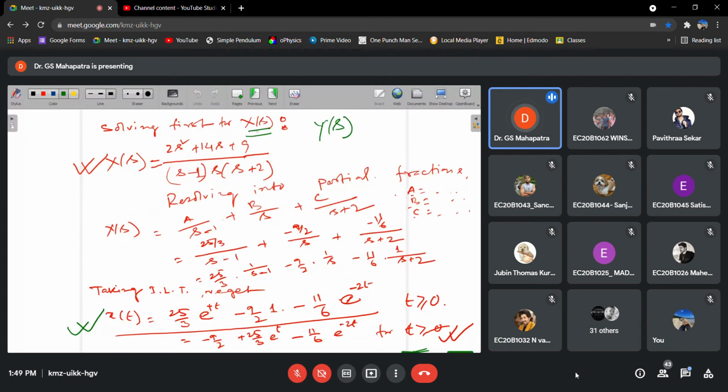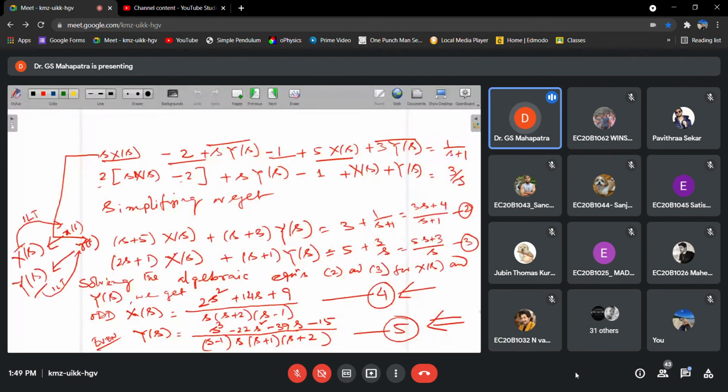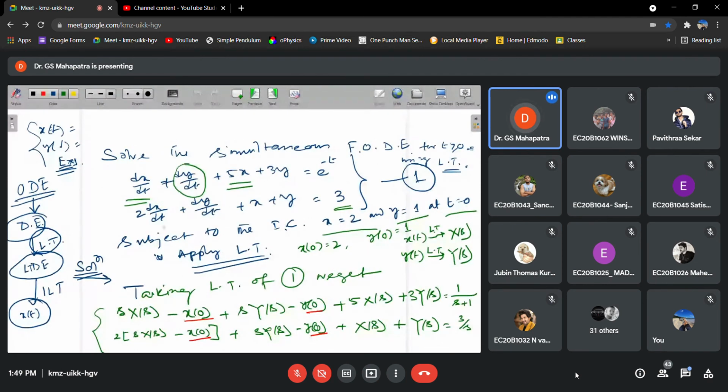What do we have to do now? This x of t, you can put here, in this equation, and then you can find the y of t.